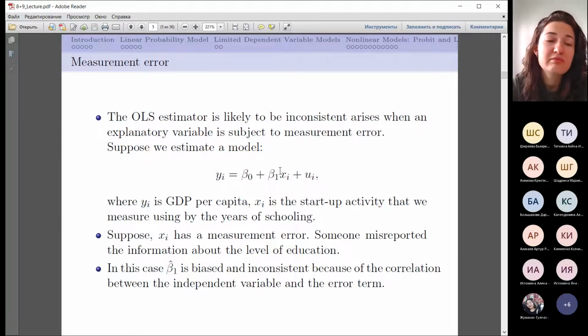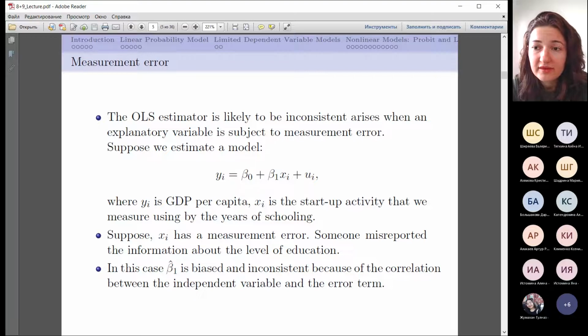The next problem is measurement error. Maybe we don't discuss a lot about this problem, but what does it mean? It means, for example, let's continue the same case with the GDP per capita and startup activity. Let's say that our variable that characterizes startup activity has some measurement error. So some respondents systematically misreported the information about the level of education, about how many years they were educated in school, in university, in college, and so on. In this case, again, you obtain that your parameters will be biased and inconsistent.